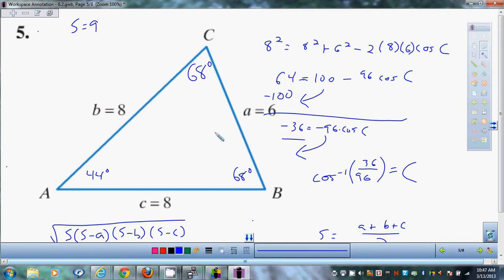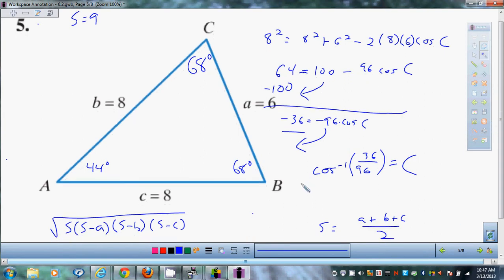So, Hero, 9 times 9 minus A would be 3. 9 minus 8 would be 1. 9 minus 8 would be 1. So is that the square root of 27? Or 3 radical 3? Or you can give it to me as a decimal. What would this be as a decimal?